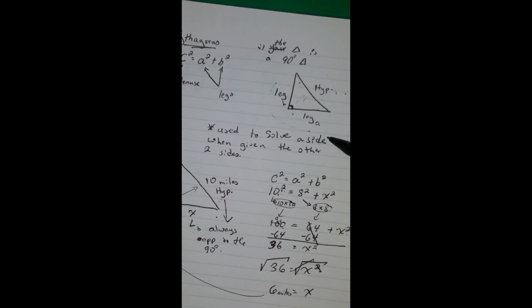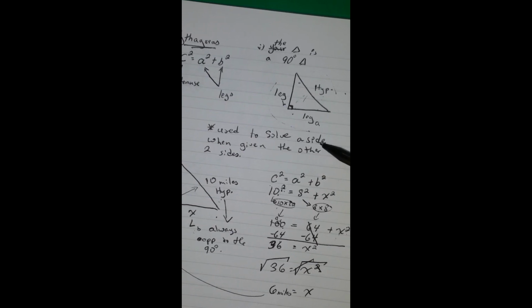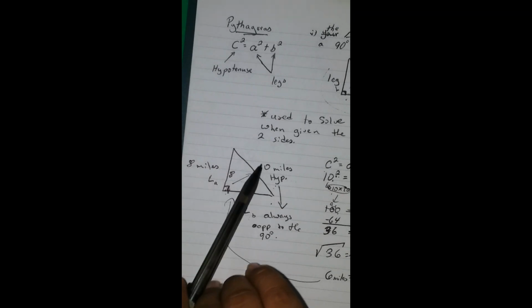So how do we determine if it's going to be Pythagoras? One, you're going to be asked to solve for a side, while the other two sides are given. For example, here we have 8 miles here, and we have 10 miles here, and we are asked what is the length of this side, which in this case is going to be in miles, right?